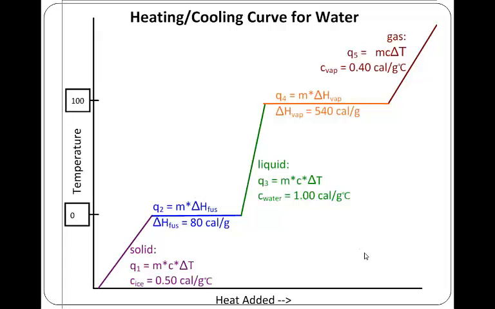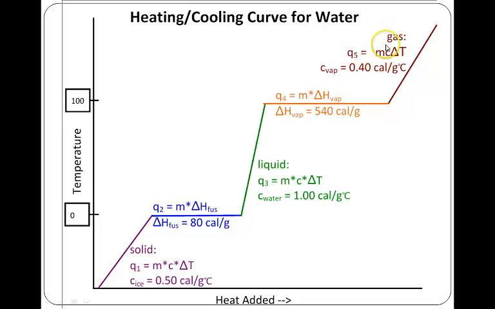And here are the equations that we're going to use to calculate that amount of heat in each region of the graph. I want you to first notice the Q equation for liquid water. Notice that Q is m times C times delta T, and C is 1. That should look really familiar to you. That's the region we've been working with so far.